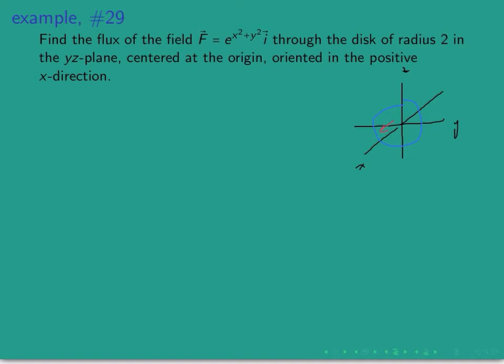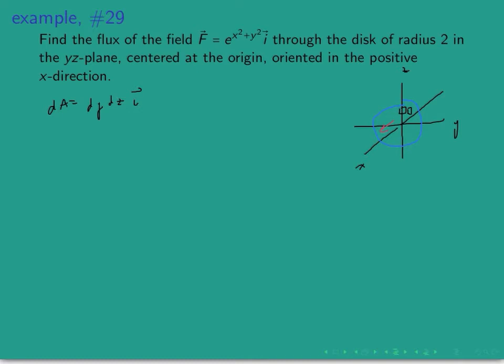So first, let's write down what dA, or delta A, is. Notice that if I break the disk into small pieces, small rectangles, those rectangles have a y component and a z component. So I'm going to write that dy dz, and they're pointing in the positive x direction. So we're going to give that an i hat.